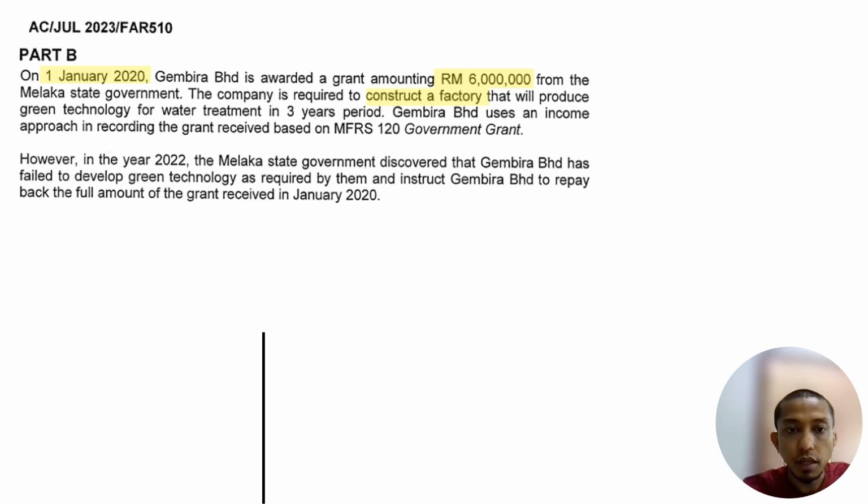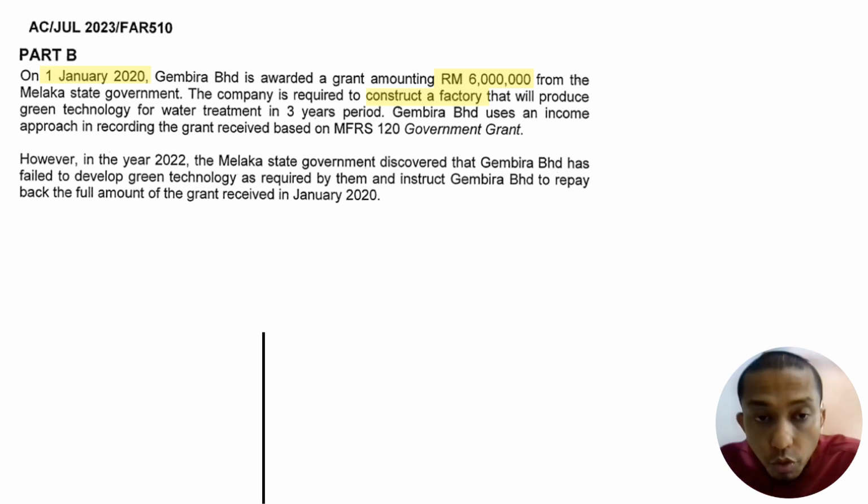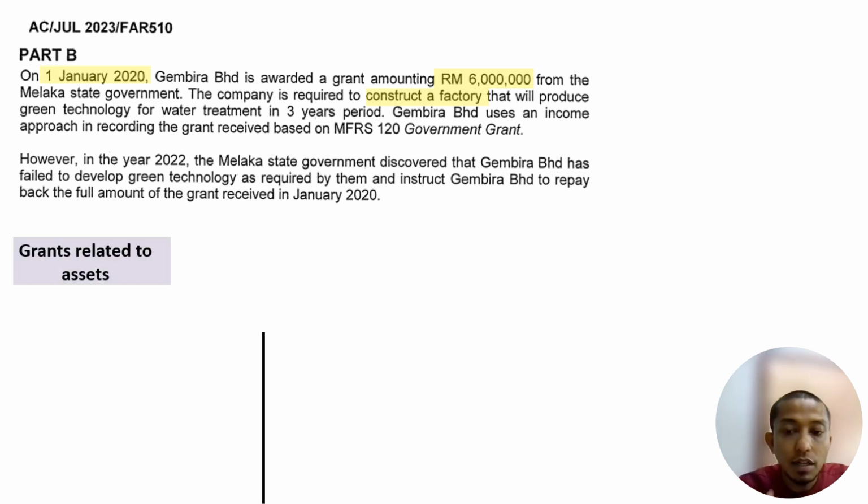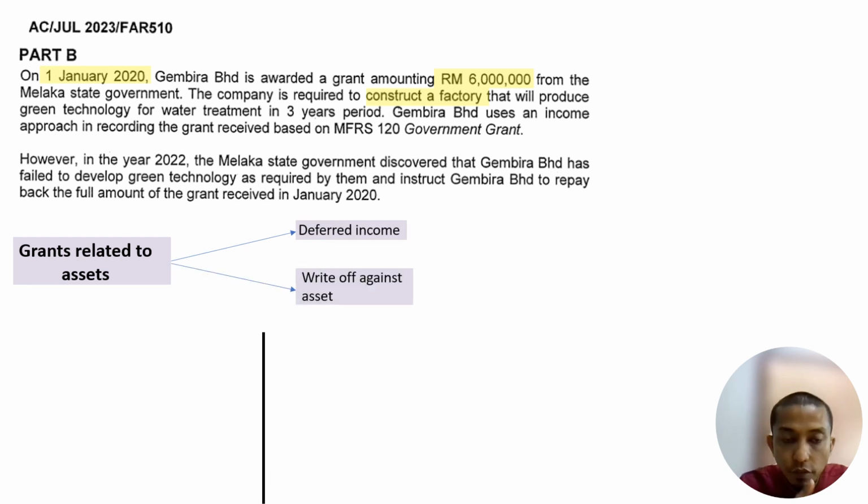The company is required to construct a factory that will produce green technology for water treatment in a 3 year period. What is the grant for? To construct a factory. A factory is PPE, an asset. So in other words, this is a grant related to asset. A grant related to asset has two methods: the writing off against asset method and the deferred income method.